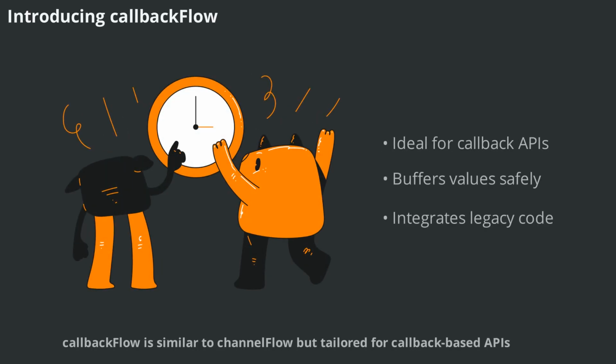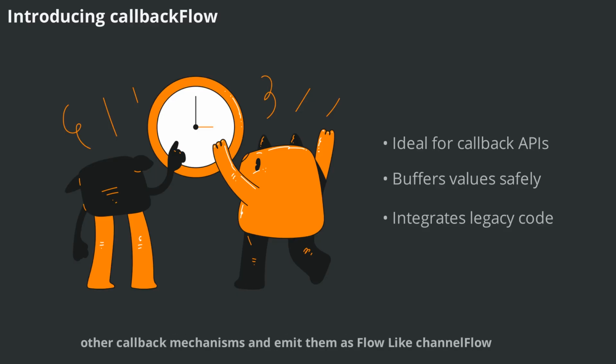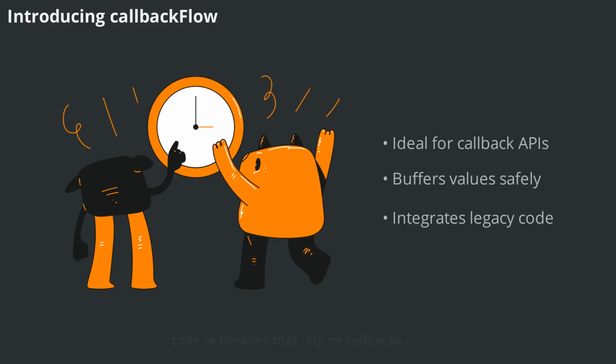Callback flow is similar to channel flow but tailored for callback-based APIs. It lets you receive values from listeners or other callback mechanisms and emit them as flow. Like channel flow, it uses a channel to buffer values and deliver them safely to the collector. This makes it perfect for integrating legacy code or libraries that rely on callbacks.